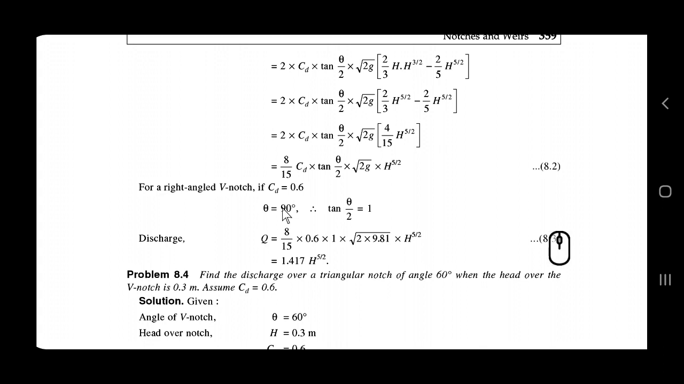So this is the equation for finding out discharge in a triangular notch or weir. Both triangular notch and weir are the same, only the difference is in the size.